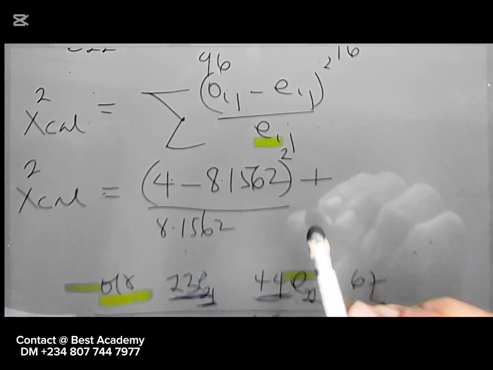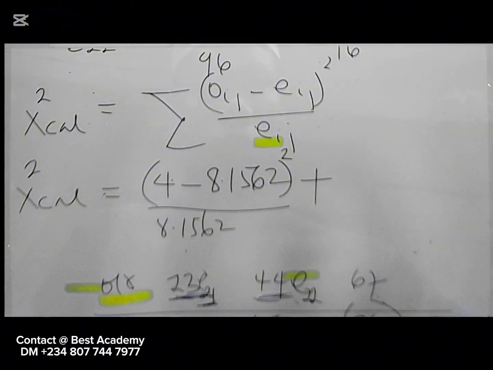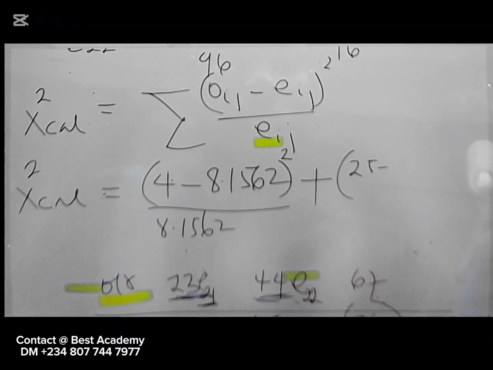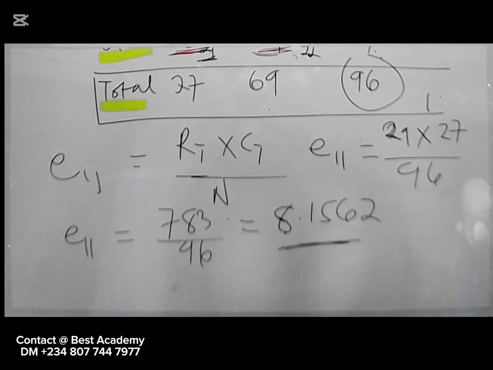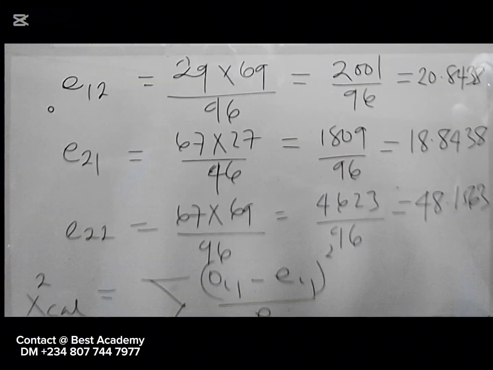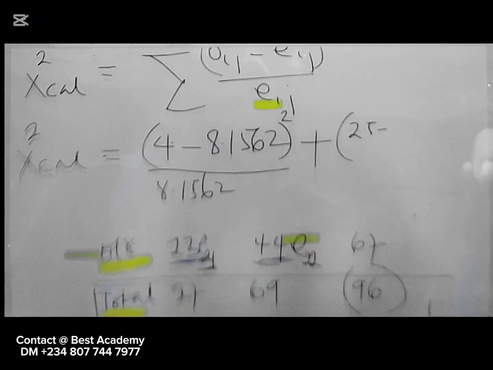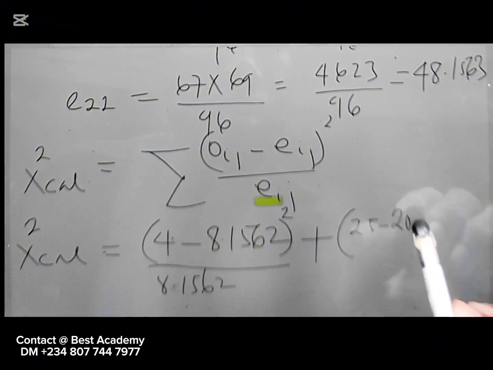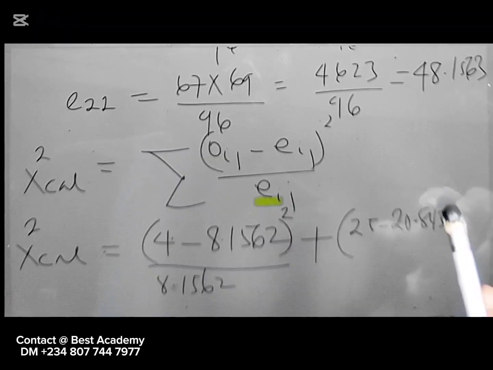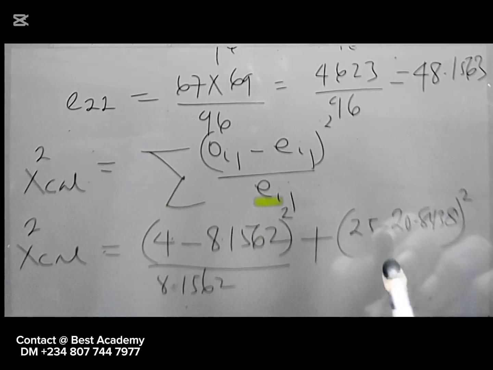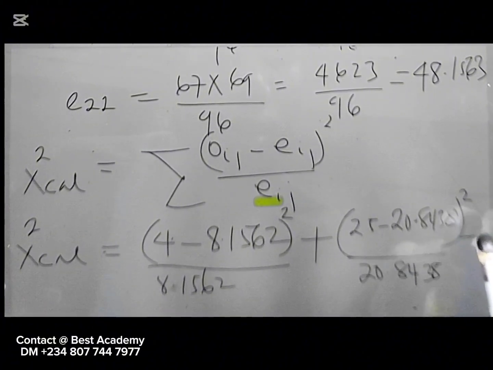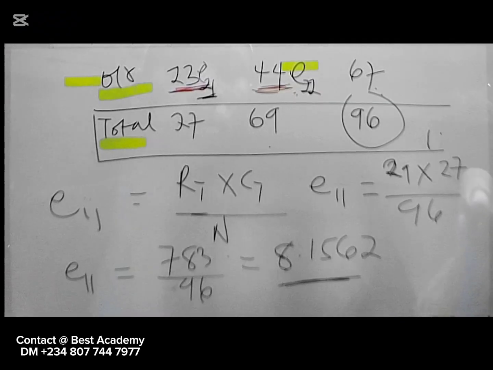8.1562. Now plus, the next observed here is 25, minus the expected for 25, which is E of 12, which is 20.8438. If you square this, divide by 20.8438.